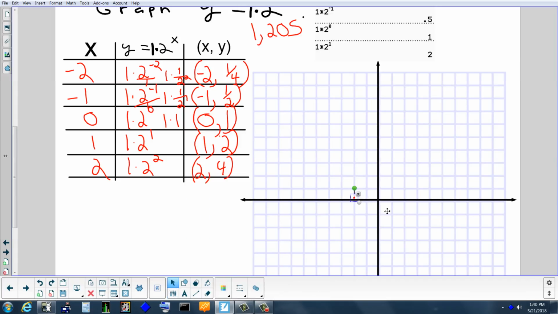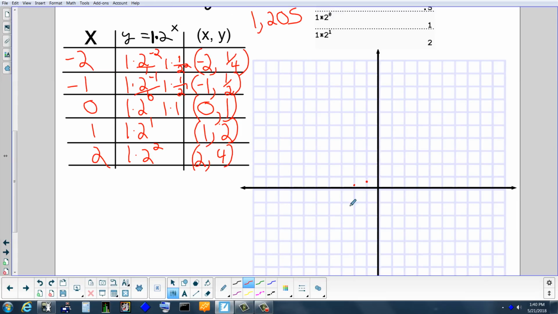All right? Now we're going to -1. I'll be at -1, and I'll be up a half. How would that look? Go over -1. For my y-axis, I'll be between 0 and 1. Put my dot right in between. All right. How about 0? 0, 1. 0 is here. I'm going to go up 1. Okay. My next coordinate I have to graph is what? 1, 2. I'm going to go.